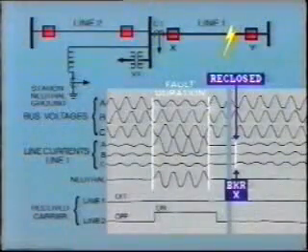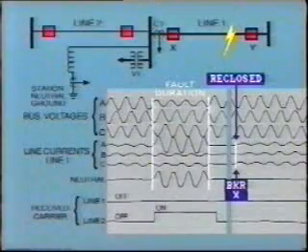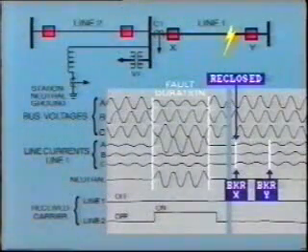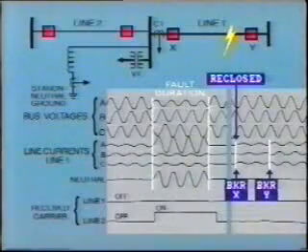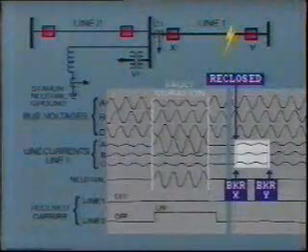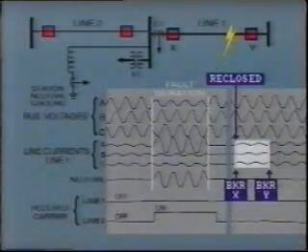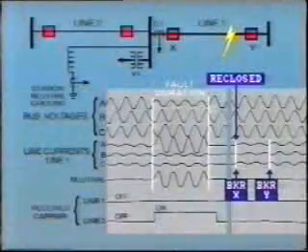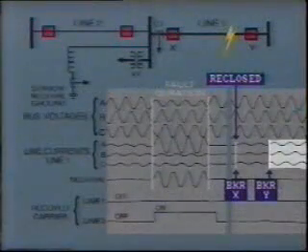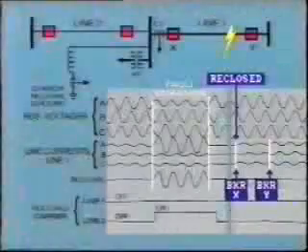Notice that the local breaker X closes first, and the remote breaker Y closes about 2 cycles later. During this period, the line is energized from one end only. The small current flowing is due to line charging. After the remote breaker closes, load current again flows.